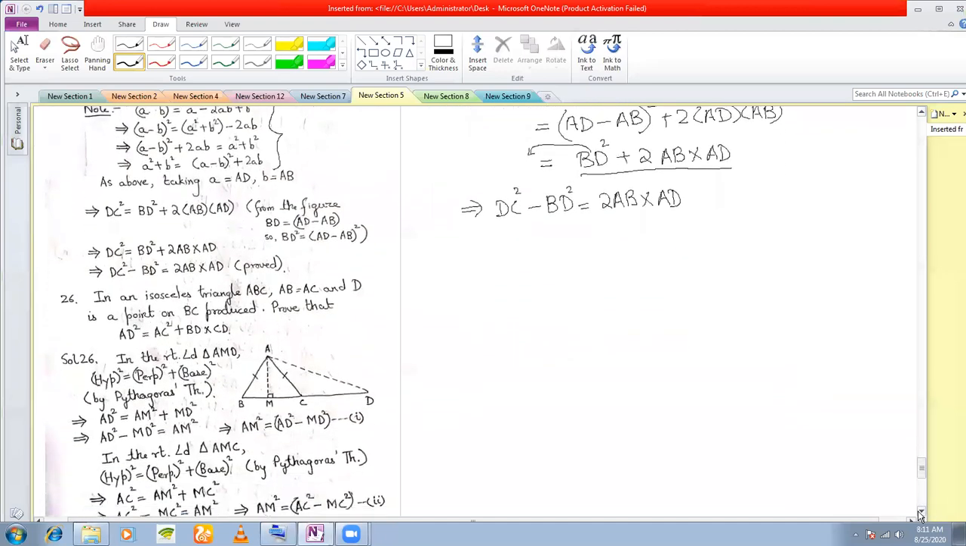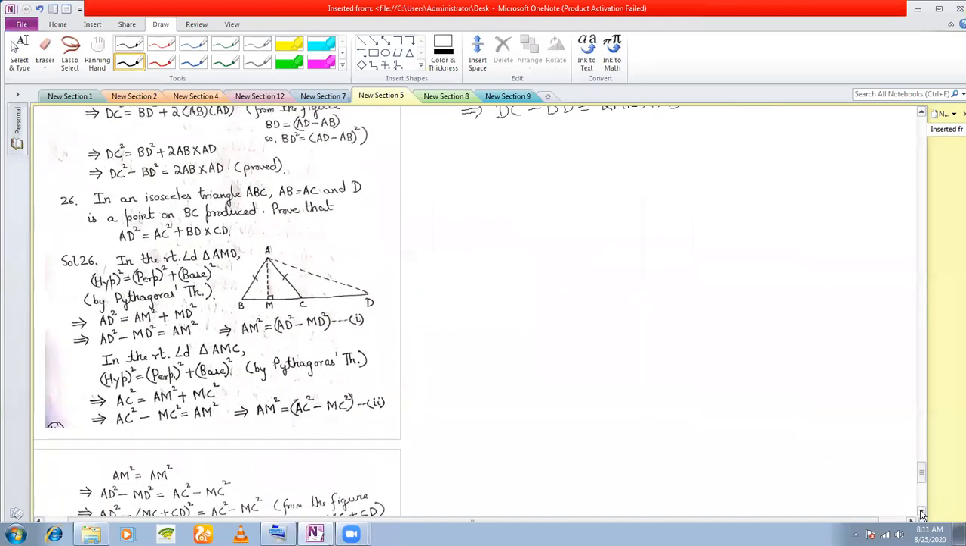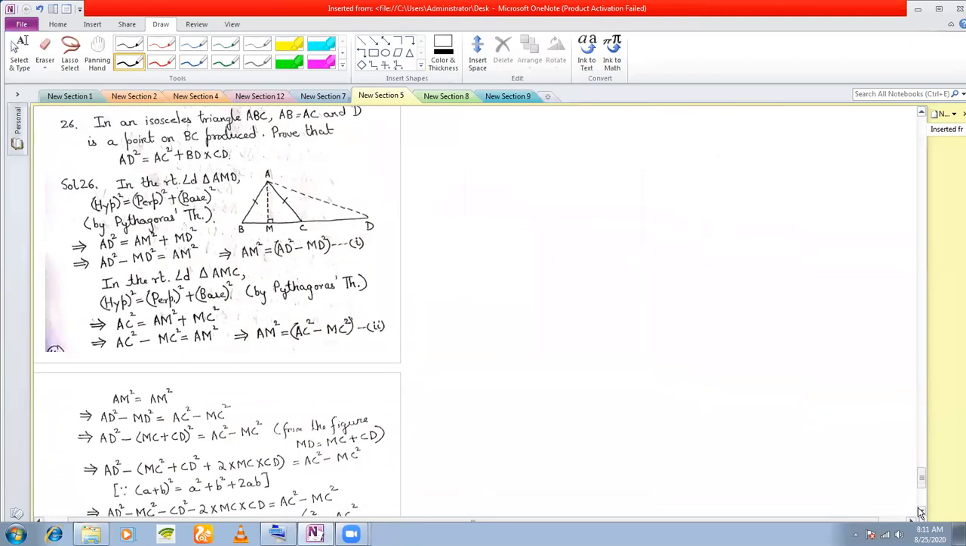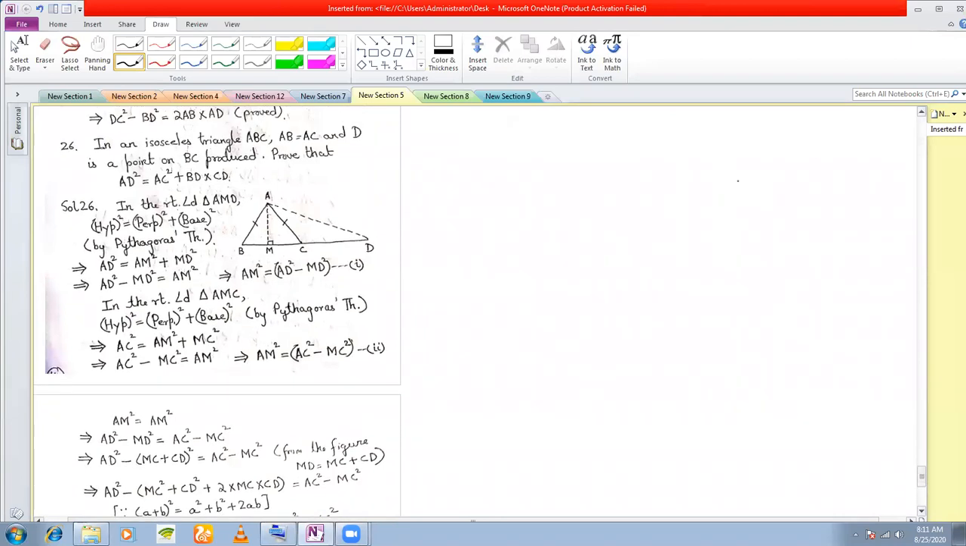Let us move on to the next one, the last problem among the solved problems. In an isosceles triangle, AB is equal to AC. So this one is given to be your isosceles triangle. This red one.